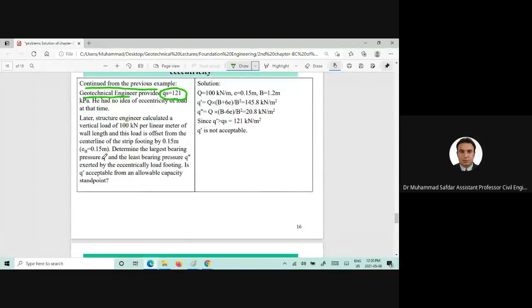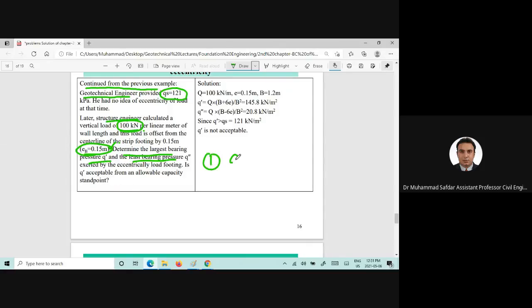Now, the structural engineer is calculating the vertical load, which is 100 kilonewton per meter, and he's saying that there is an eccentric load applied in the direction of the width of the foundation, which is equal to eB, 0.15 meter. Now we need to determine the largest pressure and the least pressure. This is the first job.